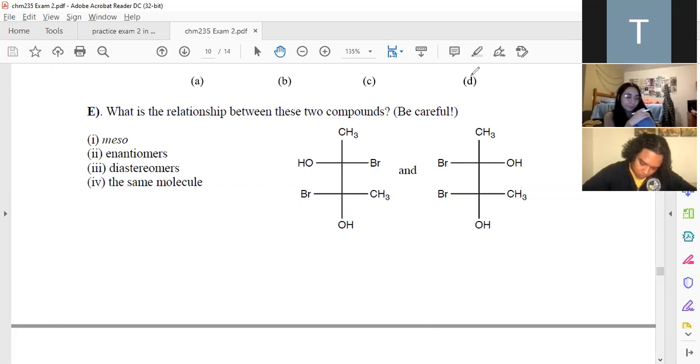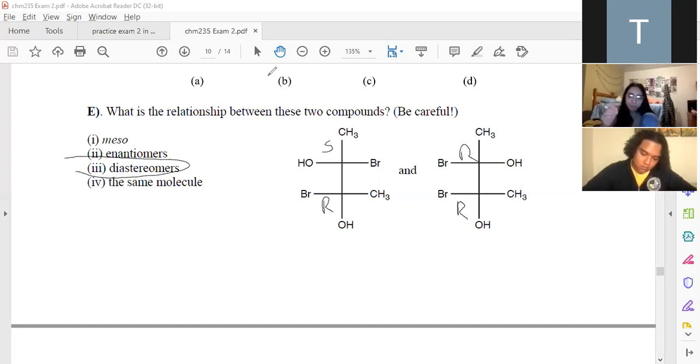So you are going to be S. Yep, 1, 2, 3. You are going to be R. So then you are R. And so SR and RR. So this should be diastereomers.